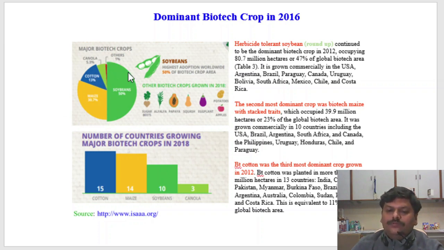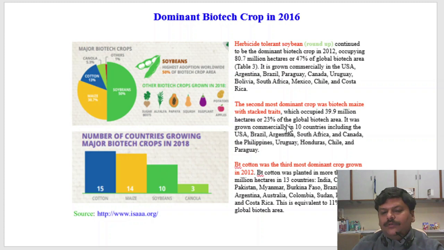The largest crop being grown as a GM crop is herbicide tolerant soybean, as I just mentioned in one of the slides. Mostly it is grown in Brazil and the USA because they have very big farms. They grow soybean as feed for their meat production. The soybean is genetically modified for glyphosate tolerance, so whenever they spray glyphosate, the soybean remains alive and all the weeds die.